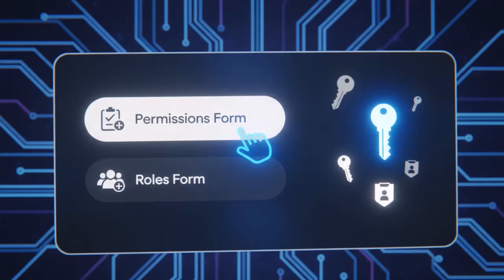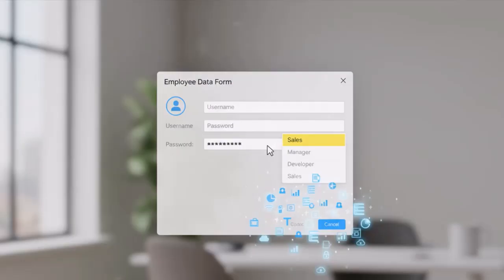So these first 2 forms let an admin define exactly what's possible inside the database. Need to add a permission for a brand new report? Or maybe create a new role for a summer intern? No problem. It's all done right here. Super clean and simple. Now, the employee data form is where an admin manages the actual users. You just add a new person, give them a password, and pick their role from a drop-down list. That's it. And bam! In one click, they instantly get all the permissions that go with that role. It saves a ridiculous amount of time.